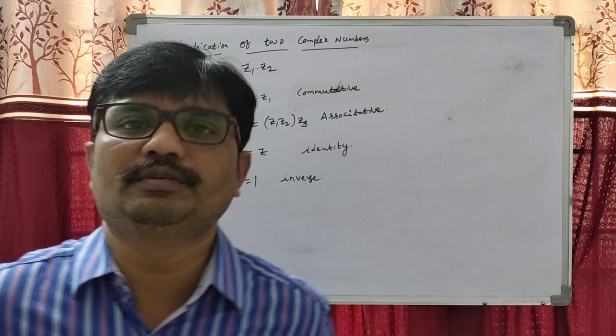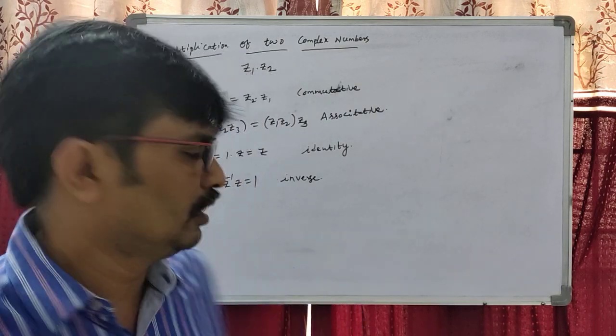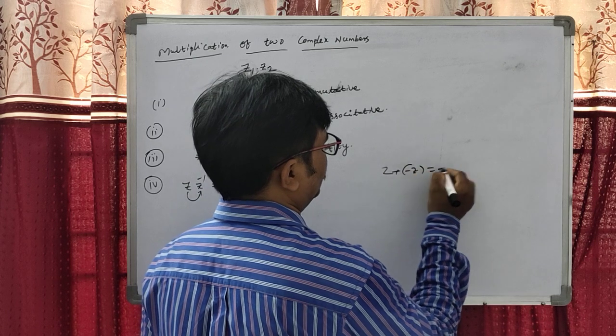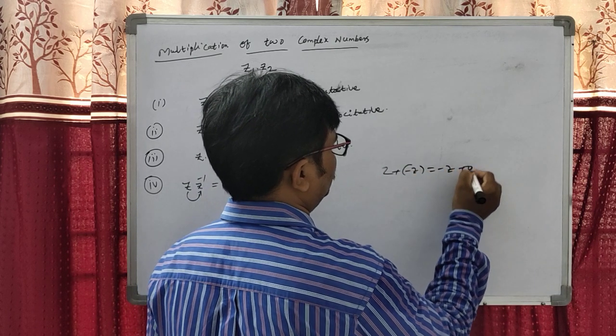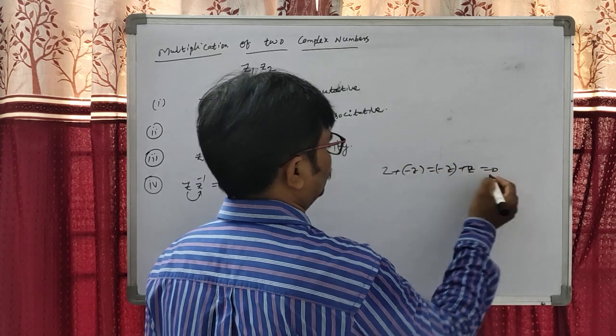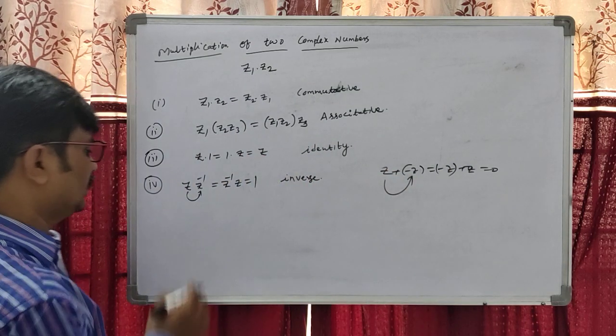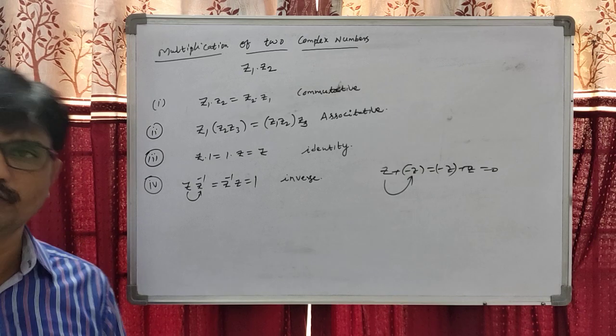The additive inverse of z is minus z. Already I explained z plus minus z equals 0. So dear students, the additive inverse of z is minus z. The multiplicative inverse of z is 1 by z.